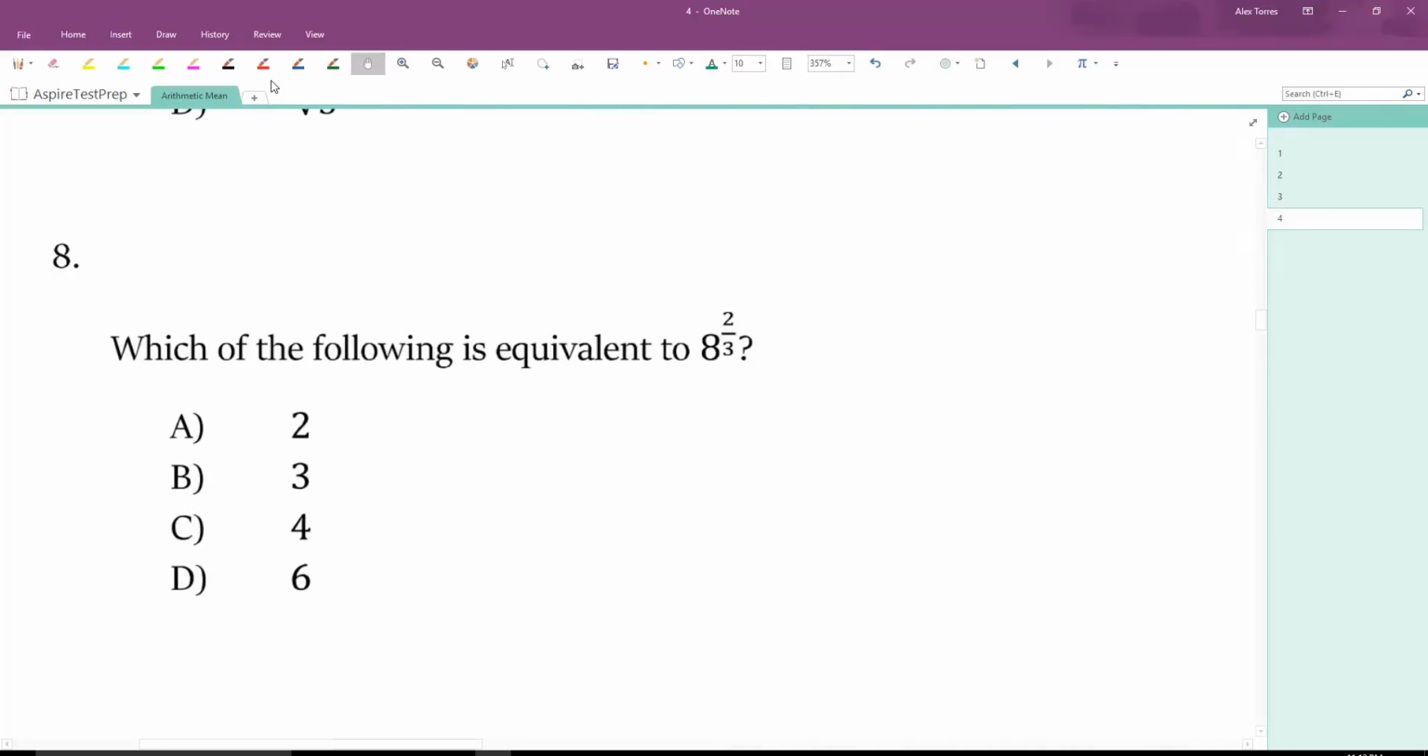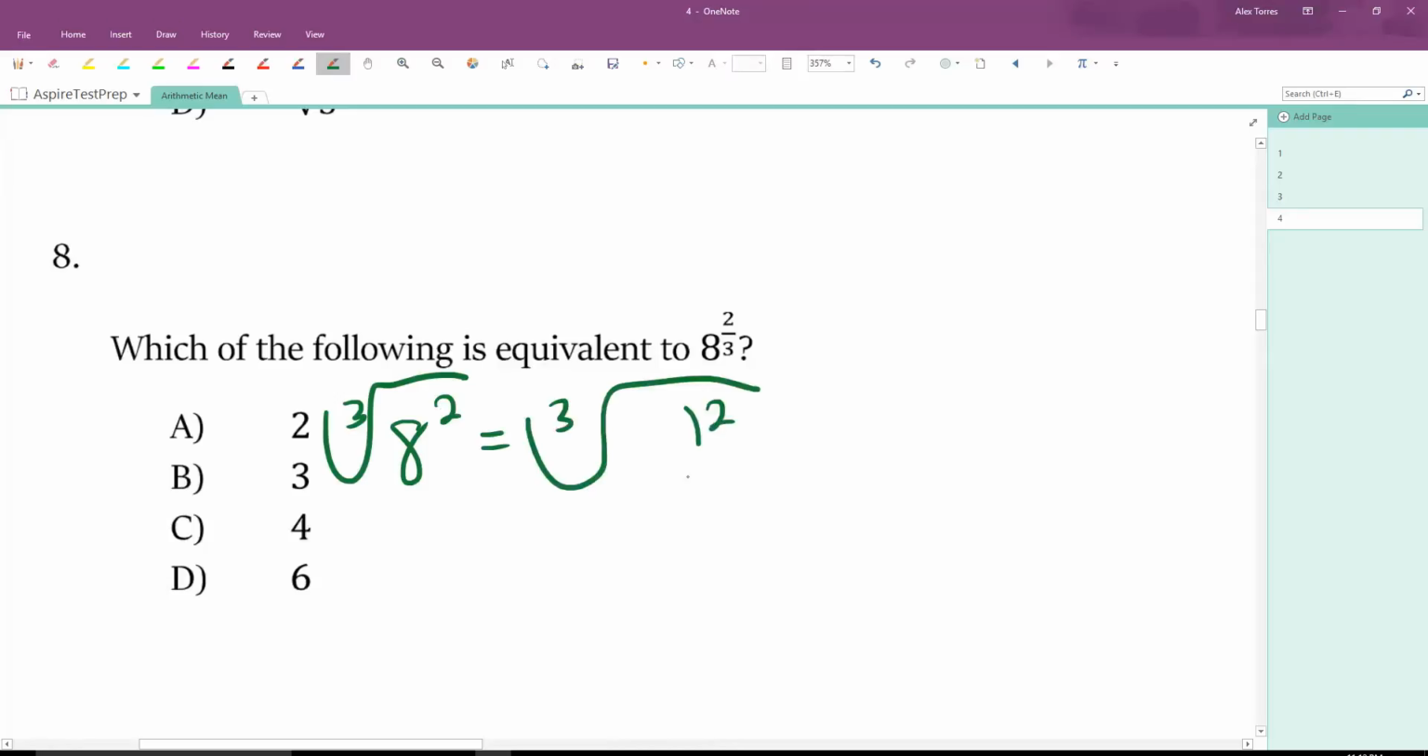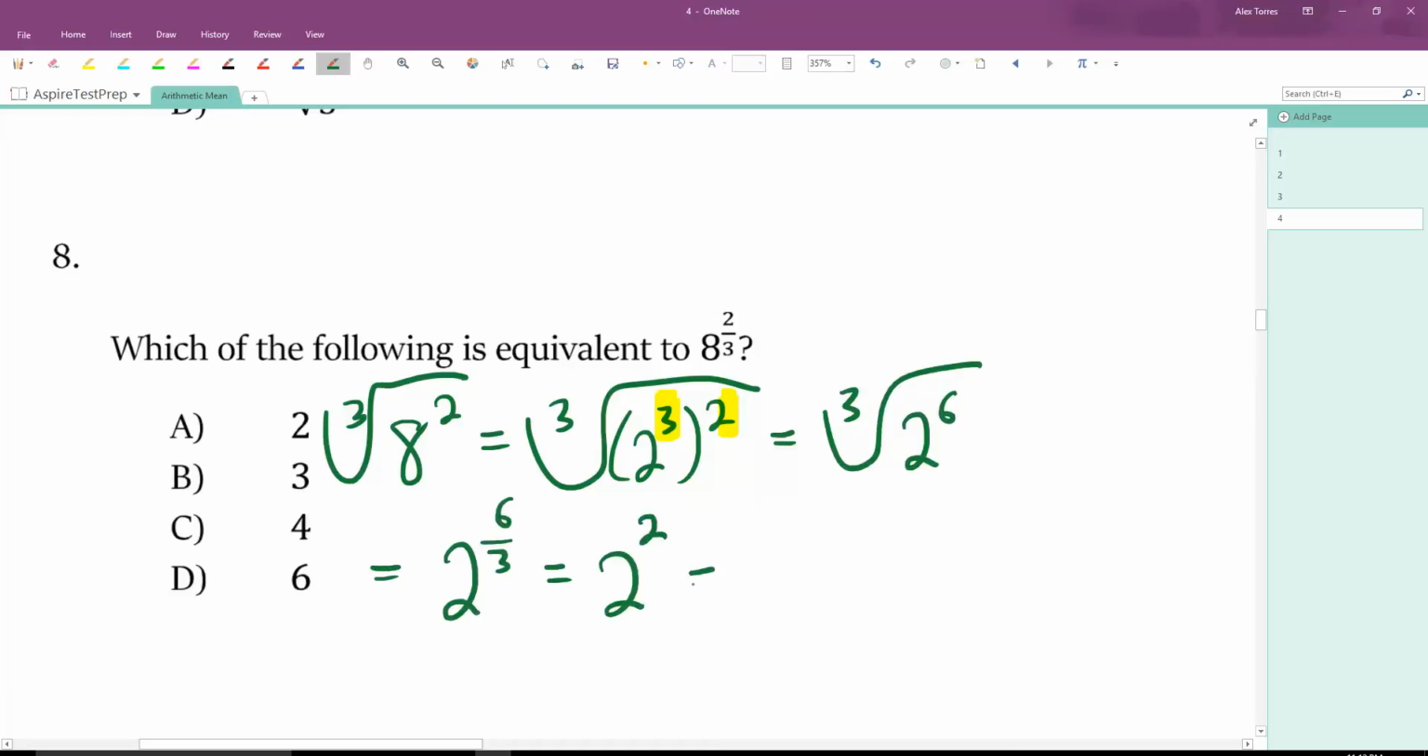Going over to number 8, we have 8 to the 2/3 power, so 8 squared, and the cube root of that. And 8 is really 2 to the 3rd, so we still have the cube root of some number squared, but instead of 8, we'll write 2 to the 3rd. Multiplying the 3 by the 2, we have the cube root of 2 to the 6th. Now, we can go ahead and rewrite this as a fractional exponent. That's 2 to the 6 over 3, which is the same as 2 squared, and that is 4, choice C.